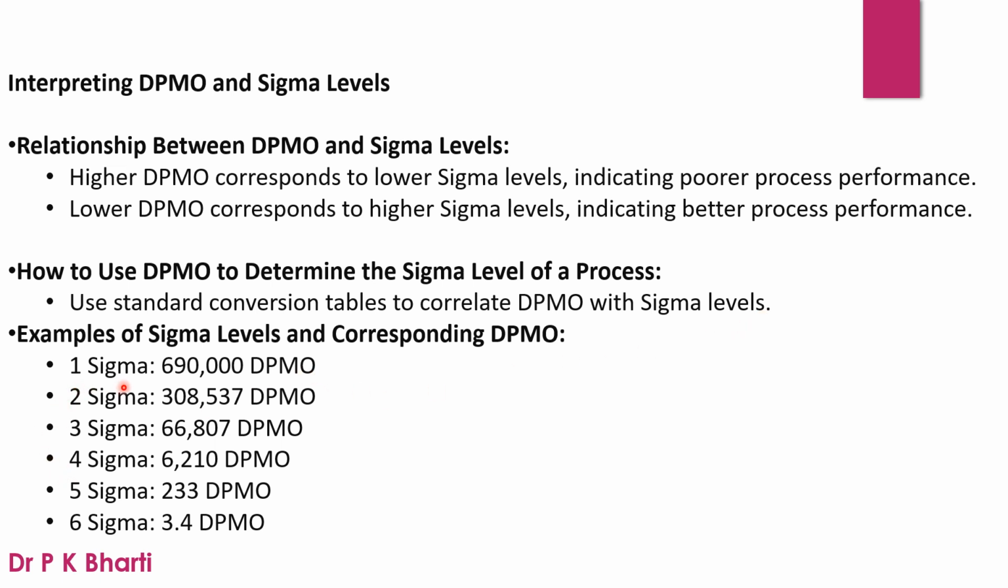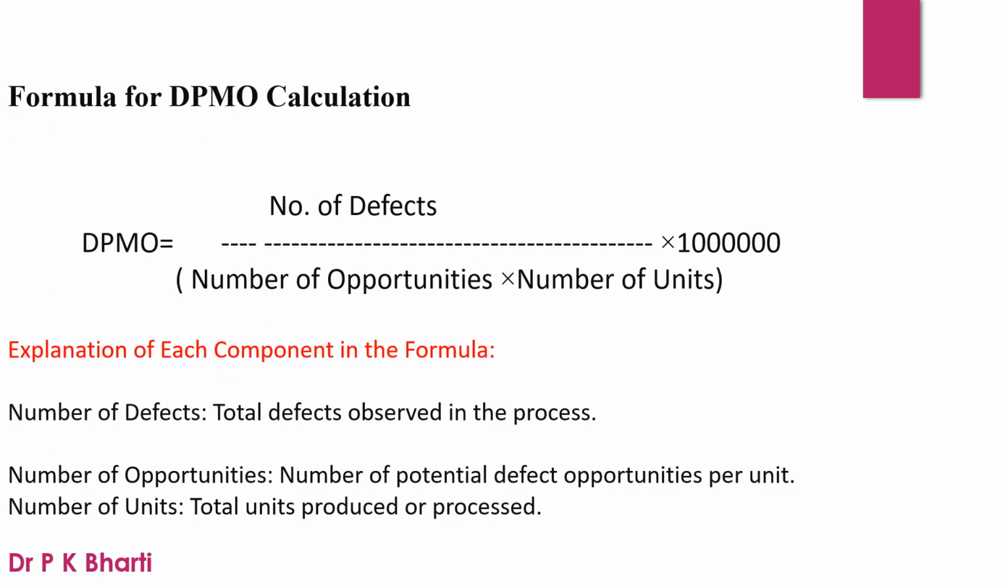If a process is of 1 sigma level, it will have 690,000 defects per million opportunities. Similarly, if a process is of 2 sigma level, it will have 308,537 defects per million opportunities. If a process is of 4 sigma level, it will have 6,210 defects per million opportunities. Similarly, a process of 5 sigma will have 233 defects per million opportunities, and a process of 6 sigma standard will have only 3.4 defects per million opportunities. This way, we can understand how calculating DPMO defines the sigma level of a process.